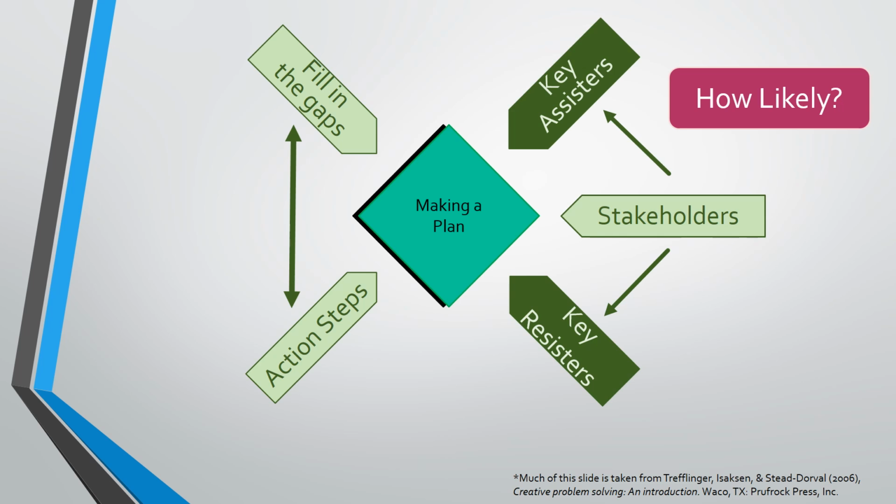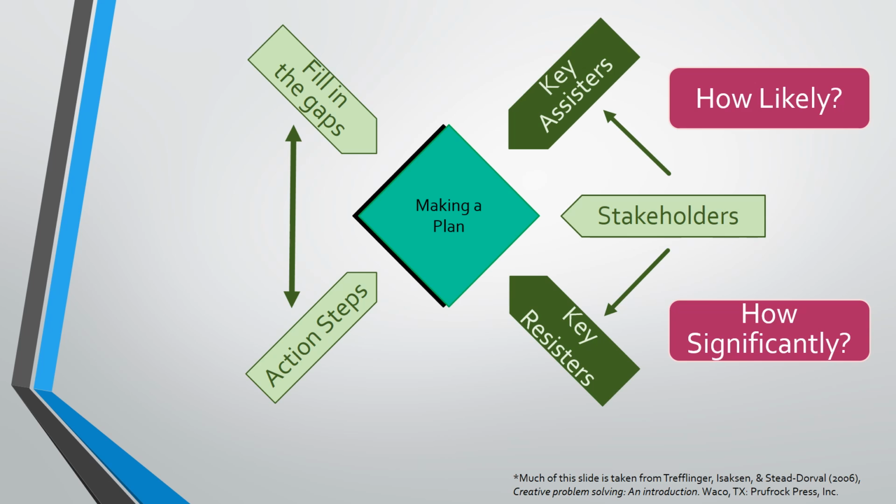Is it just slightly possible? Is it sort of 50-50, a toss-up whether it'll happen or not? Is it likely? Is it very likely? Is it almost certain? And second, how significantly would this scenario affect the project if it did arise? So suppose the assistance or the resistance did come in, how significantly will that affect your project?